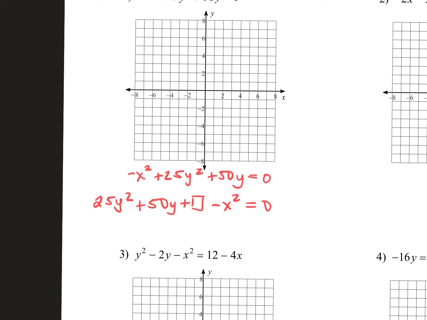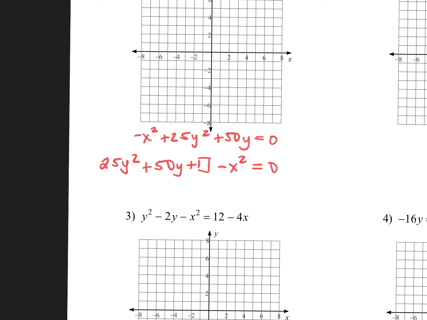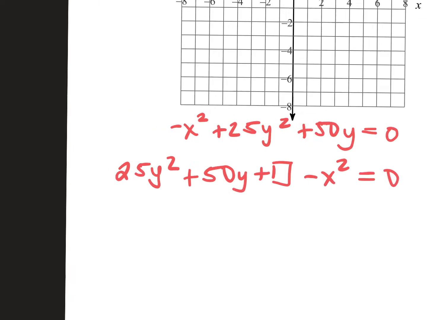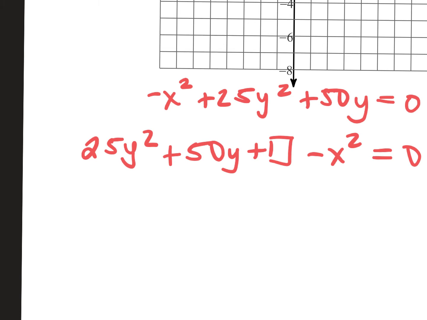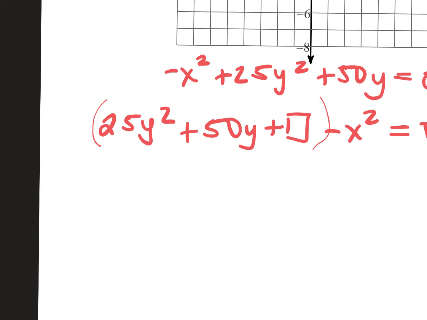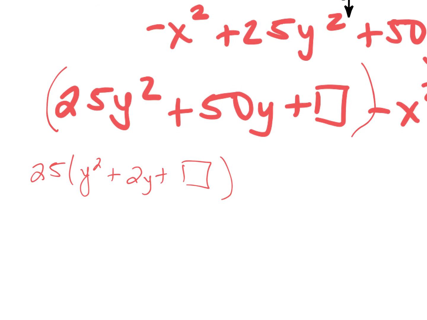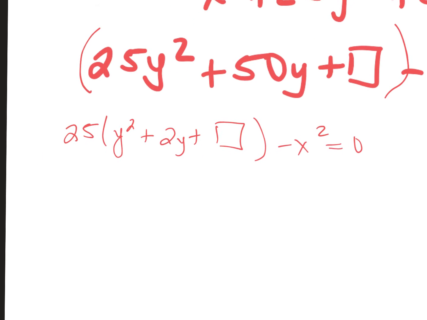Do you guys see what I did? I just moved stuff around, correct? Y'all with me? All right. So, having done that, if I want y squared to have a positive 1 as its coefficient, what can I take out of 25y squared and 50y? 25. Thank you. So I'm going to factor that out, and I'm left with y squared plus what? 2y plus the box, right? And then I'm left with minus x squared equals 0.